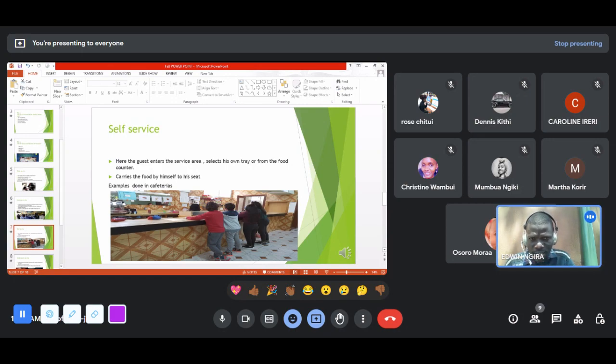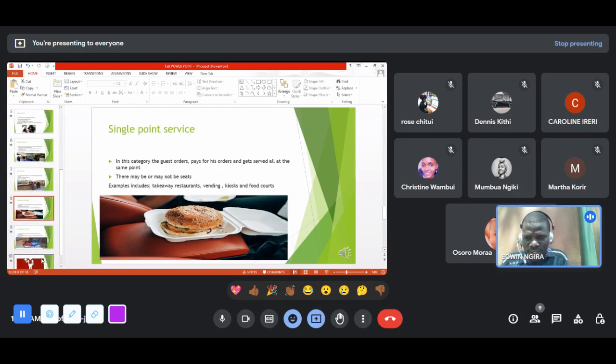So as they stand there, they are able to be served by the person who is serving them. Mostly this style of service is well done in cafeterias, whereby you can have even one salesperson and they can attend to these people. The people come, they pick their area where they want to be served. It can be a tray or a food counter. But for our case, this is a food counter. So very ideal for cafeterias.